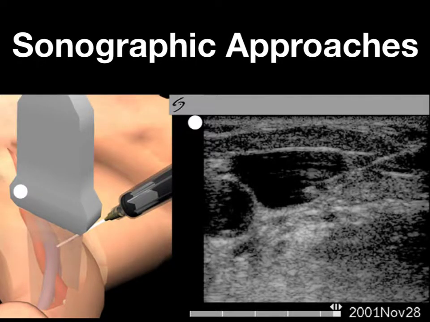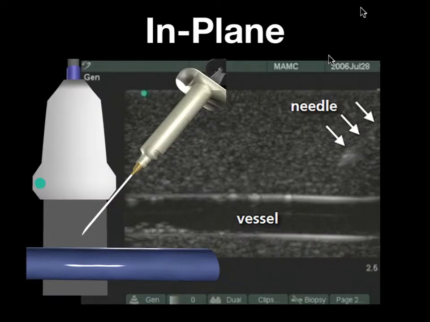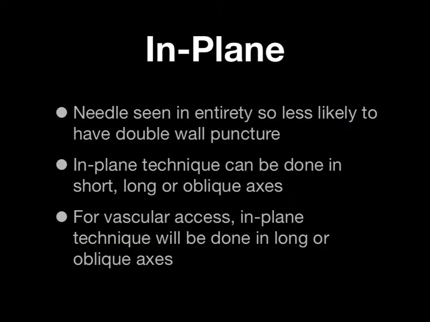Let's take a look now at the different sonographic approaches. First, let's look at in-plane versus out-of-plane techniques. In-plane technique means that you're going to see the needle in its entirety as it approaches the target vessel here. And you can see here is the needle in its long axis approaching the vessel here. So this would be a long axis in-plane technique.